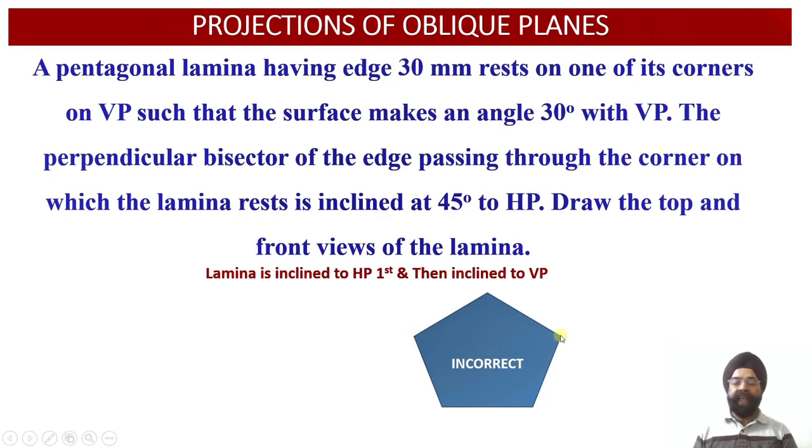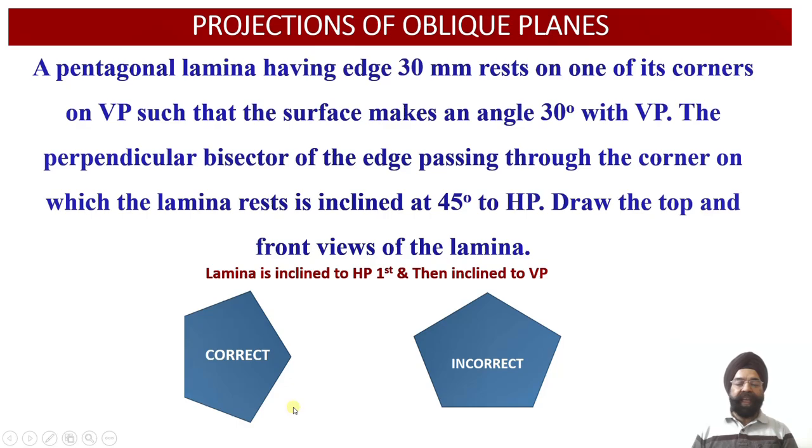We should get the vertex D joined with the midpoint of the edge AB in such a way that this edge is either parallel to HP or parallel to VP. So it is neither parallel to HP nor parallel to VP over here. So this orientation is not correct. The correct orientation will be this one. So here we can see this is the edge AB, then C, and then D and E over here. So this is the vertex D.